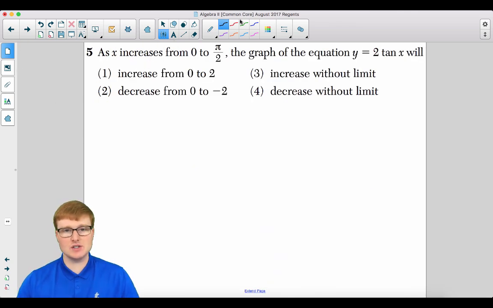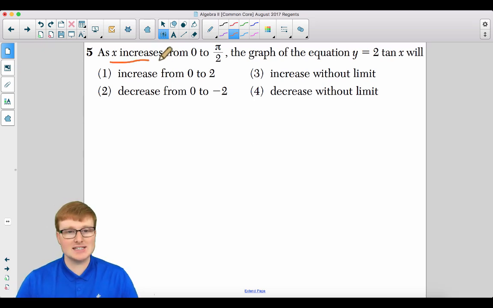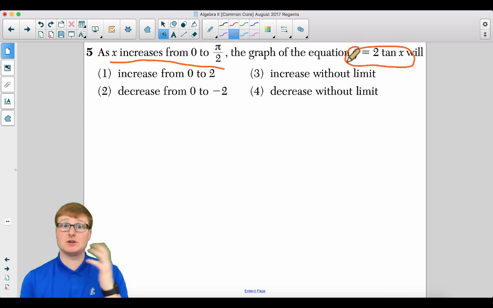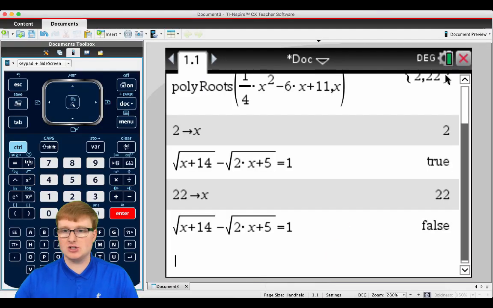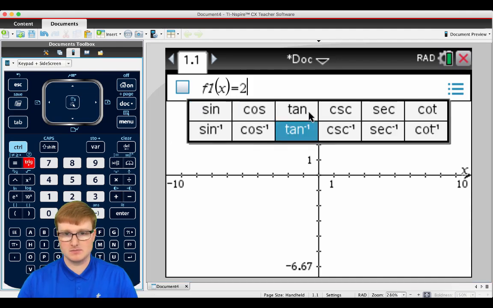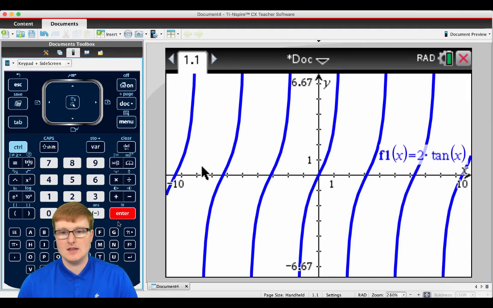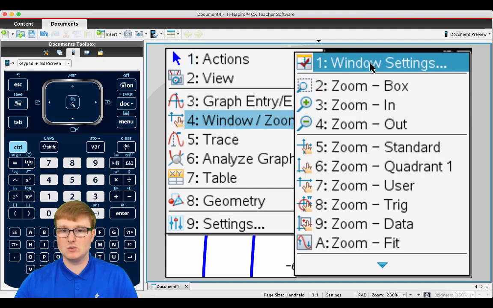As x increases from 0 to pi over 2, the graph of the equation y equals 2 tan of x will what? So it's saying here, as x increases from 0 to pi over 2, what will this graph do on the domain from 0 to pi over 2? Okay, so if you don't remember the tangent graph, that's okay. You could just go to your graphing calculator and type in 2 tan of x. Then go to your menu page.